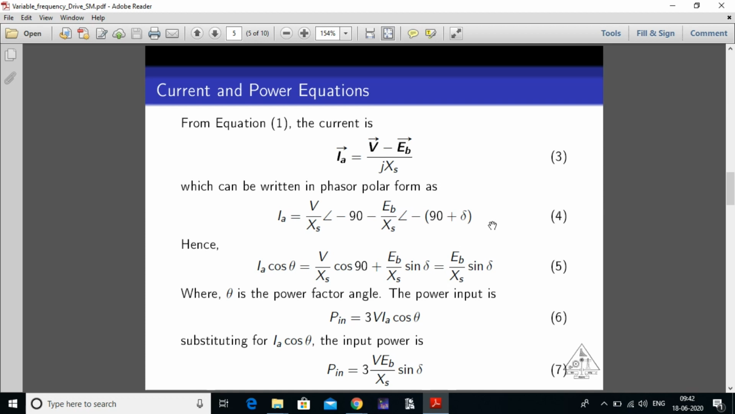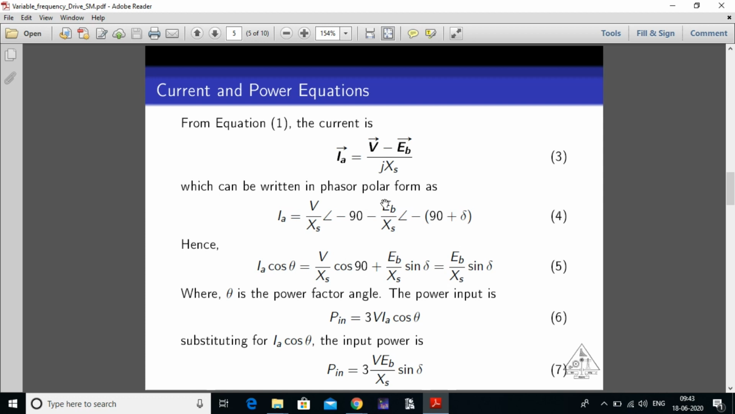Now, in order to determine the power, we need Ia cos theta because power is equal to V into Ia into cos theta. In order to get Ia cos theta, we can take the component along the reference direction. Therefore, we have to take cosine of this angle and cosine of this angle. So this will be written as V by Xs cos 90. Actually, cos minus 90 is equal to cos plus 90. Similarly, cos minus theta is equal to cos theta. Therefore, this will be cos 90 and this will be cos of 90 plus delta. But cos of 90 plus delta is minus sine delta.